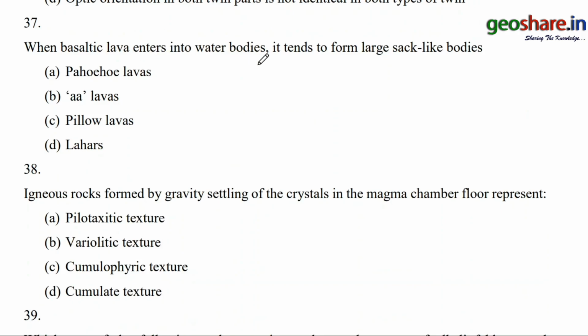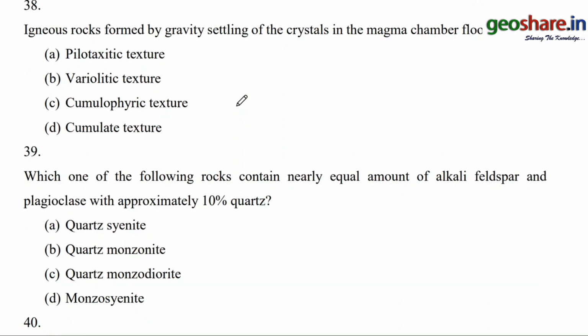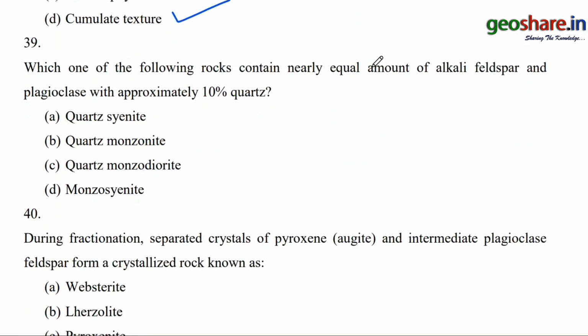When basaltic lava enters into water bodies, it tends to form large stalk-like bodies called pillow lavas. Igneous rock formed by gravity settling of the crystals on the magma chamber floor represents cumulate texture. Which one of the following rocks contains nearly equal amount of alkali feldspar and plagioclase with approximately 10% quartz?